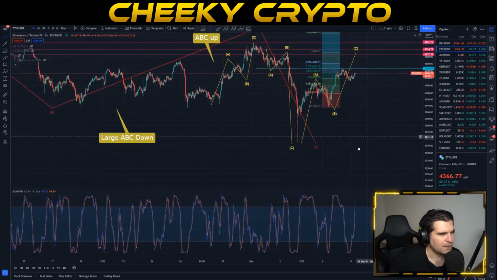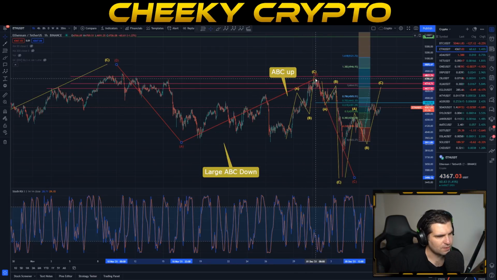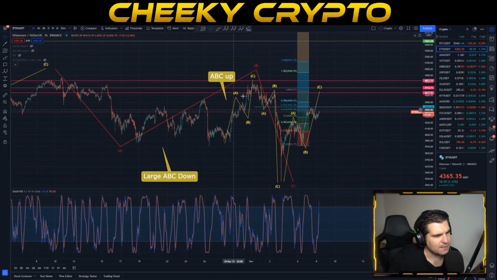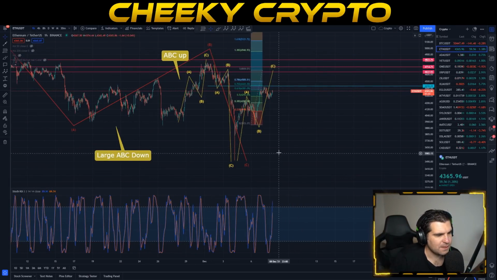So again, here we can see the bigger ABC correction, right? And I've just drawn this over to make it a little bit more visible, but you can see here A, B, and C, right? Large ABC. This actually had an ABC in the middle here, following up on that B wave. That B wave basically is an ABC, and obviously we have the ABC coming down.